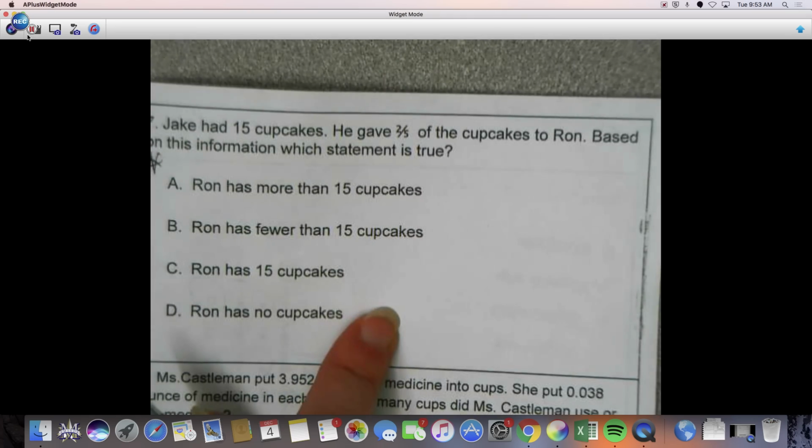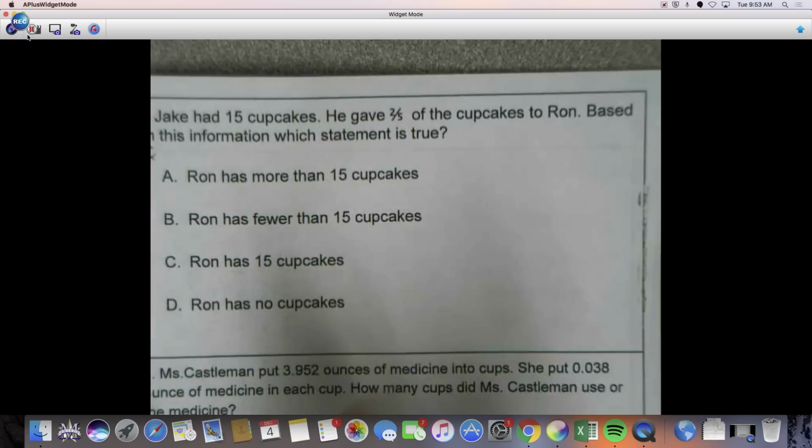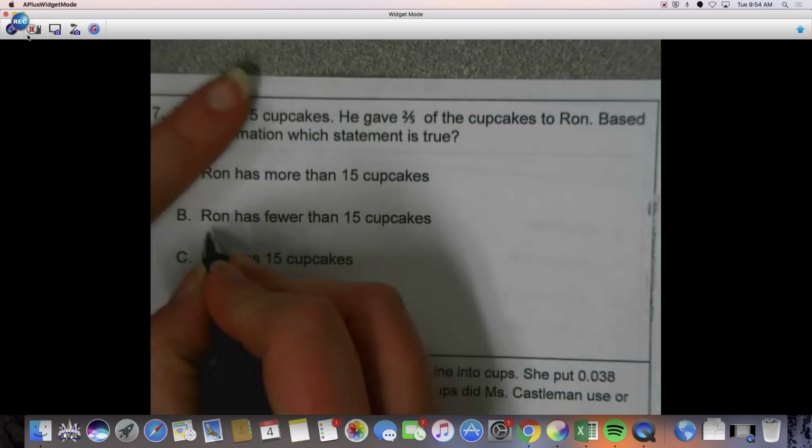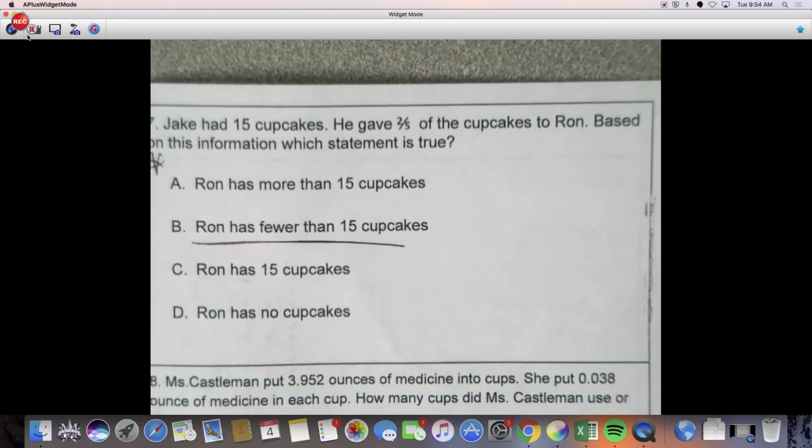I have good news. I'm pretty confident you're going to have a question like this. It's a common sense question. If Jake has cupcakes, he gives some away. We don't even have to solve it to know that he has fewer than what he started with. Okay? We don't even have to solve it.